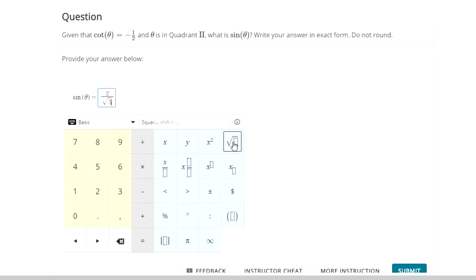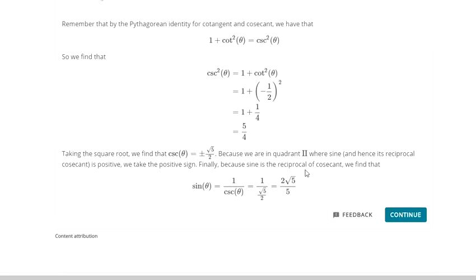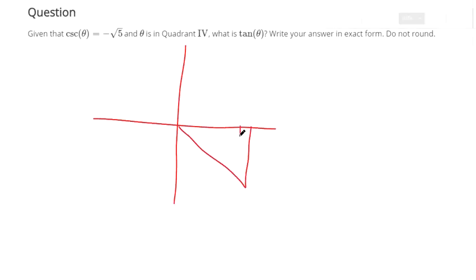2 over the square root of 5. And I hit submit. Okay, it does accept that, but that's the rationalized form that I was talking about there. So we're in quadrant 4. So here's my right triangle with the x-axis in quadrant 4.